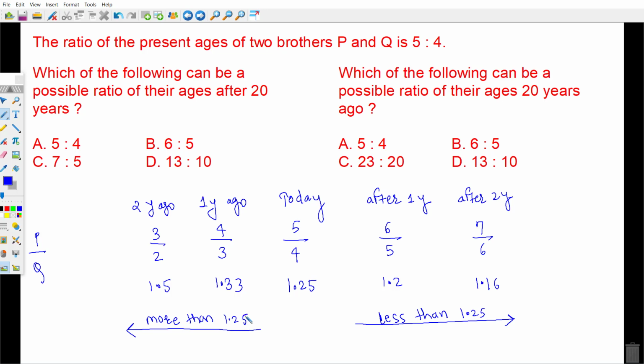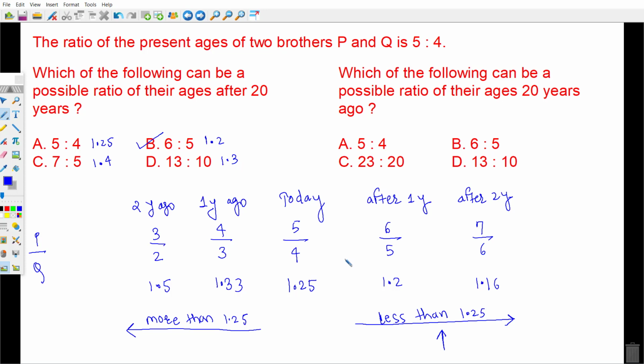Now let's start solving this question. First question is, which of the following can be a possible ratio after 20 years? After 20 years means 20 years in future. As we are going in future, the value of ratio has to be less than 1.25. Option A is 5 divided by 4, that is 1.25. We want a ratio which is less than 1.25. Option B is 6:5, that is 1.2. Option C is 7:5, that is 1.4. Option D is 13 by 10, that is 1.3. So we can see that option B is the correct answer here.